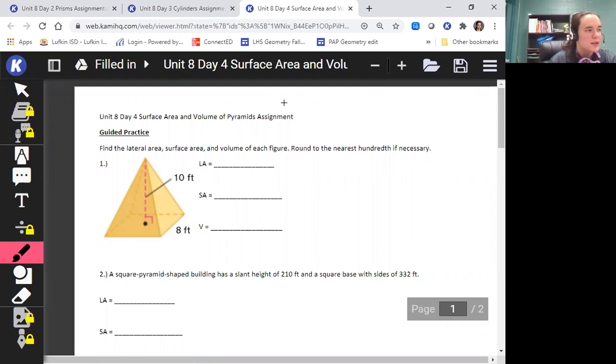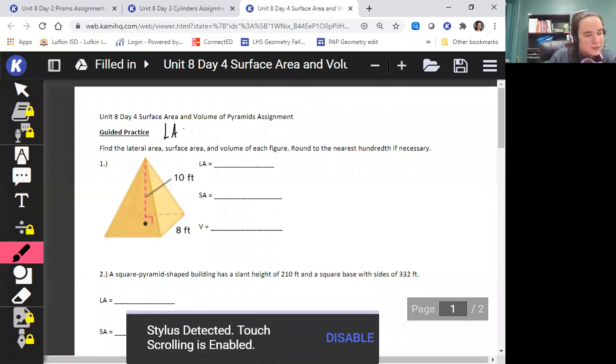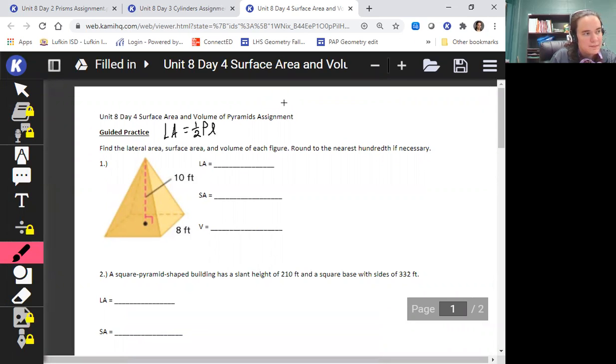Today we've got the guided practice for pyramids. So remember that your formula for lateral area of a pyramid is 1/2 the perimeter times the slant height.